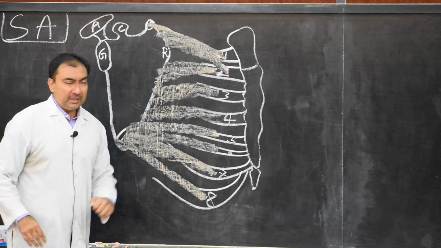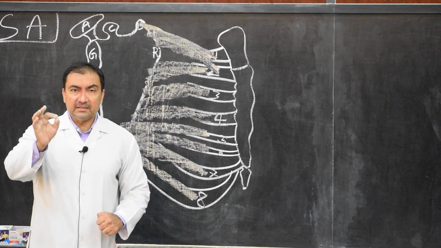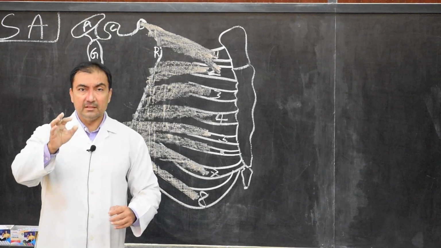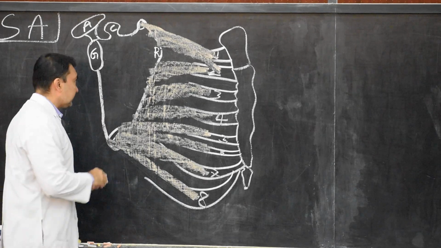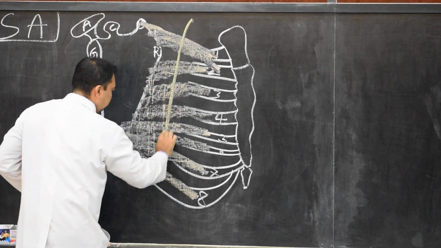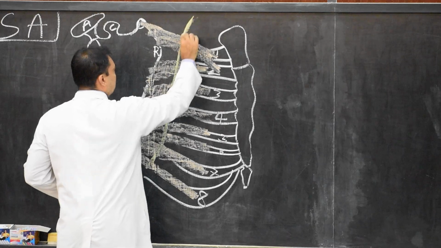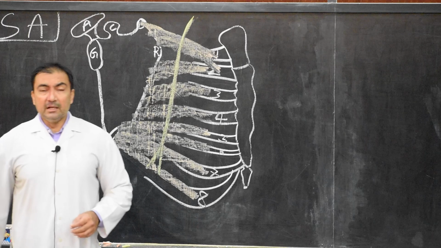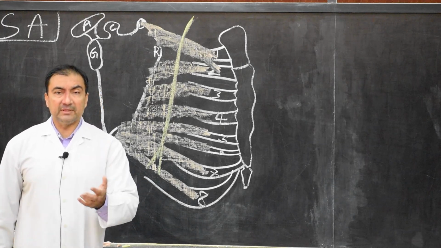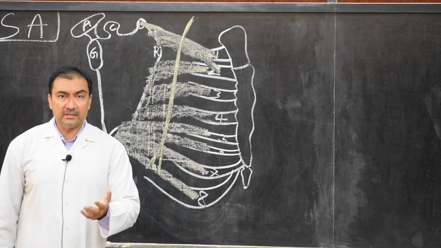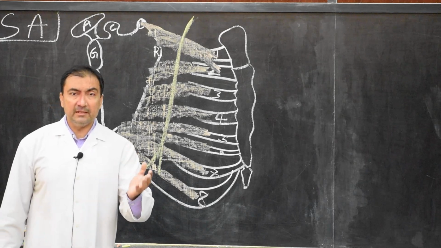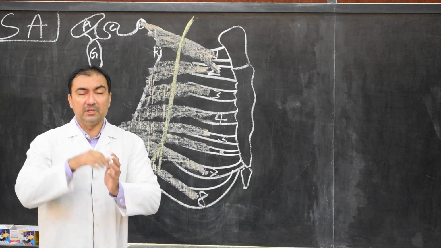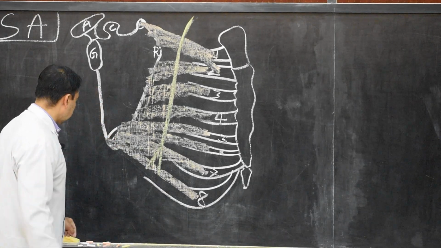Now we come to the nerve supply. The nerve supply of serratus anterior is the nerve to serratus anterior, also known as the nerve of Bell or long thoracic nerve. It takes its origin from the roots of the brachial plexus. Which are the roots of the brachial plexus?